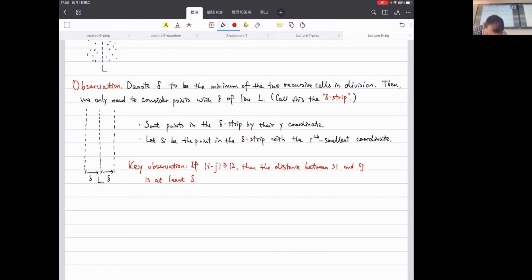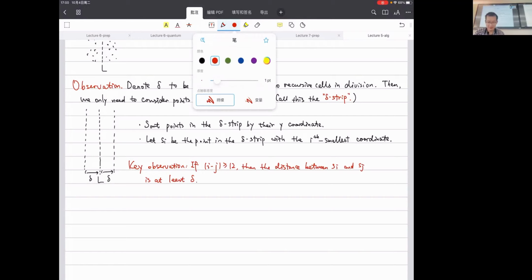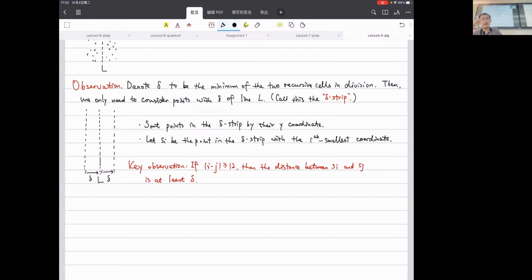So we are just going to turn the intuition I just mentioned into something rigorous, with a constant here. As long as the points are sorted according to the y coordinate, and the corresponding indices differ by at least 12, then we are good. We don't need to worry about such pairs.